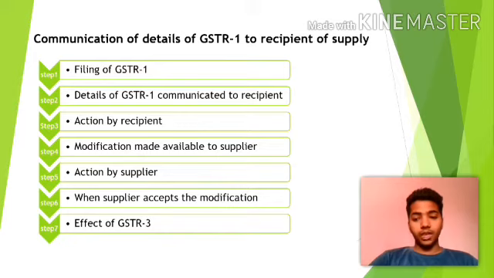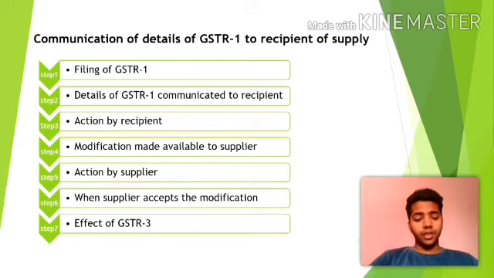And the next step is modification made available to supplier. The details of inward supply added, corrected, deleted by the recipient in Form GST Return 2, or Form GST Return 4 for a person opted for the composite scheme, are made available to the supplier electronically in Form GST Return 1 through the common portal which is available online. Okay, and the next step is action by the supplier.